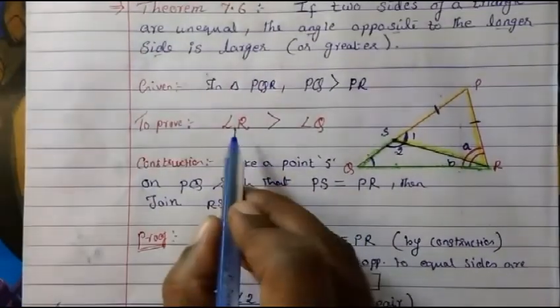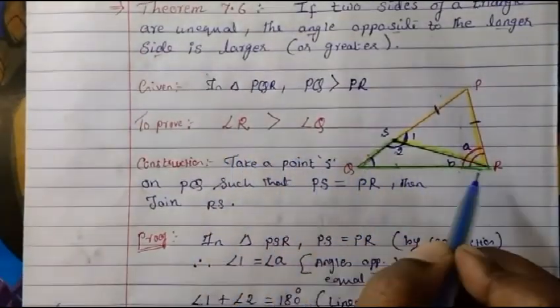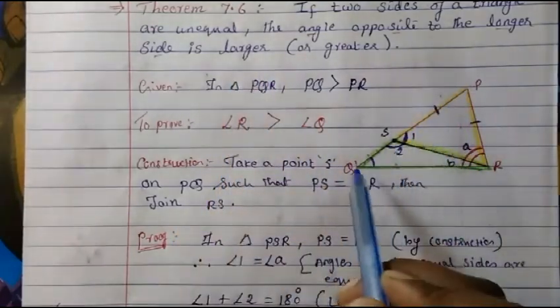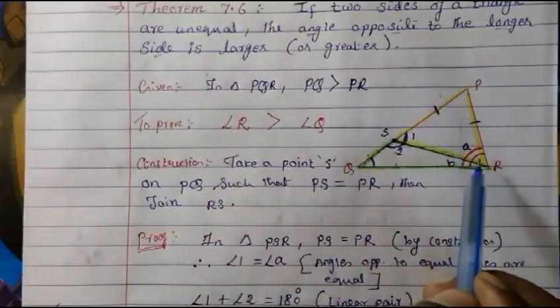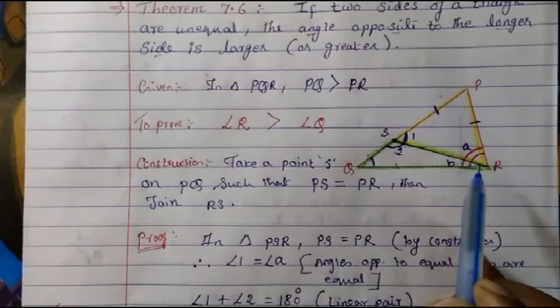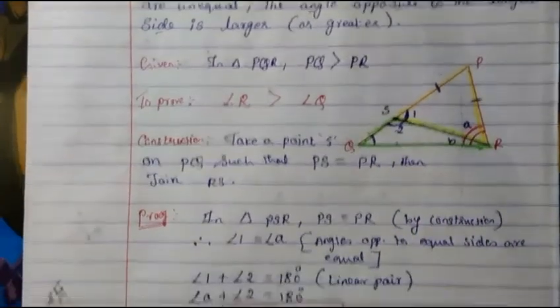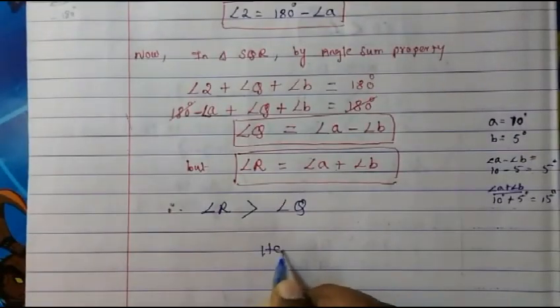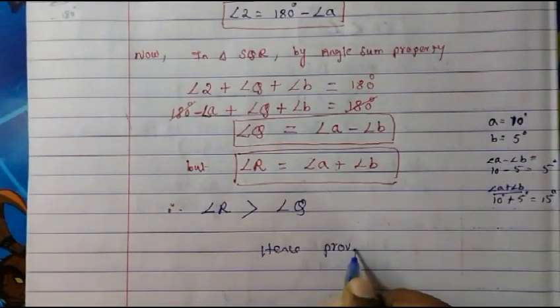So this is what we have to prove. You see? Angle R is greater than angle Q. So that means what the theorem says is true. The angle opposite to the longest side will be greater than the other angles in the triangle. Is it clear? Hence, proved. That's it.